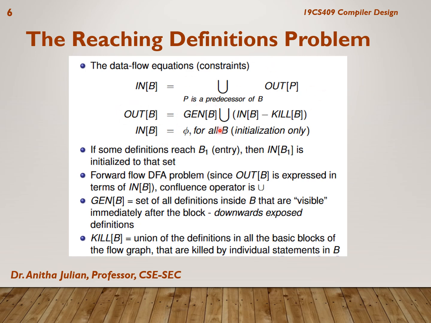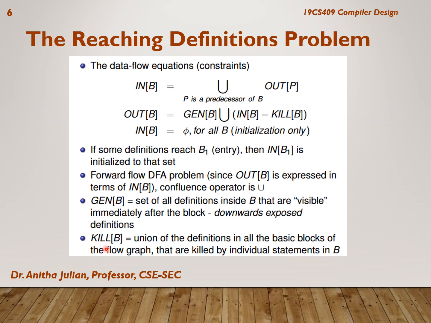Similarly, out means whatever was generated, and then you union it along with the incoming variables and one more function called the kill function. So what do the gen function and kill function do? The gen function is the set of all definitions inside B that are visible immediately after the block, the downwards exposed definitions. So whatever is getting generated in the block is called the gen function. And kill is the union of the definitions in all the basic blocks of the flow graph that are killed by individual statements in the particular block.